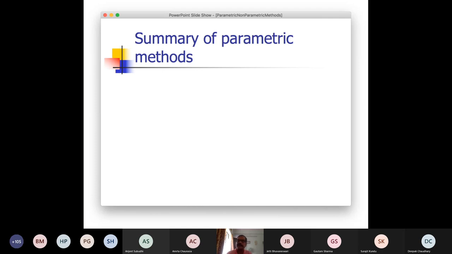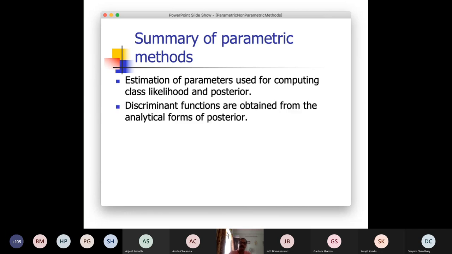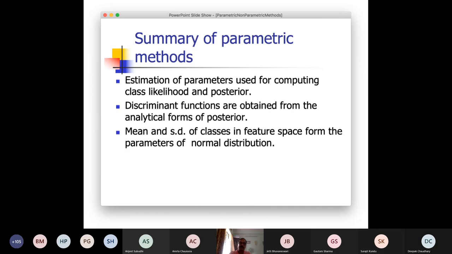So with this, let me summarize the parametric methods of Bayesian classification that we have discussed. First thing, as we have seen, we have estimated the parameters by using likelihoods, either using the maximum likelihood based approach or using the Bayesian inference posterior based approach. Then discriminant functions are obtained from the analytical forms of the posterior. Also, we can consider the mean and standard deviation of classes in feature space as the parameters of normal distributions. This is something we discussed.